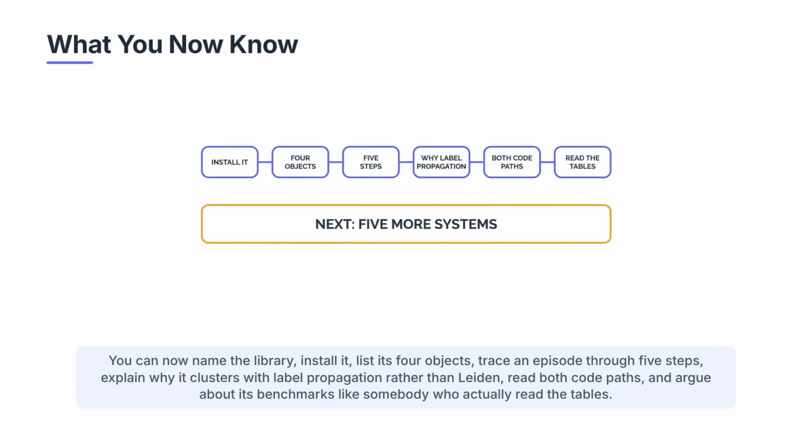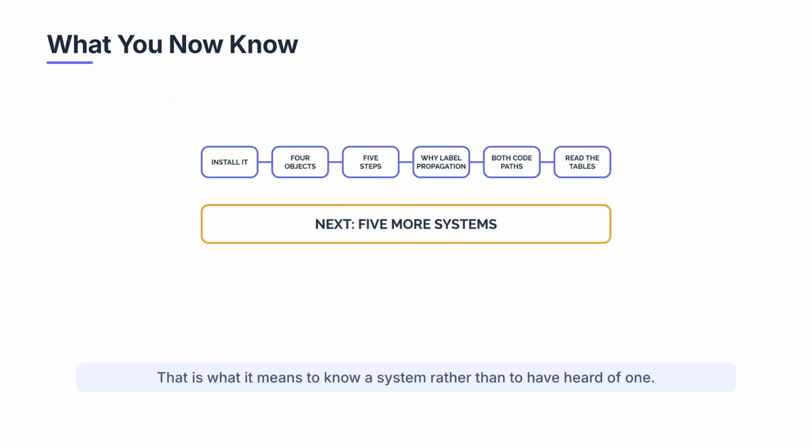So, you can now name the library, install it, list its 4 objects, trace an episode through 5 steps, explain why it clusters with label propagation rather than Leiden, read both code paths, and argue about its benchmarks like somebody who actually read the tables. That is what it means to know a system, rather than to have heard of one. Next, in Part 2F, we do exactly this again, for 5 more of them. See you there.